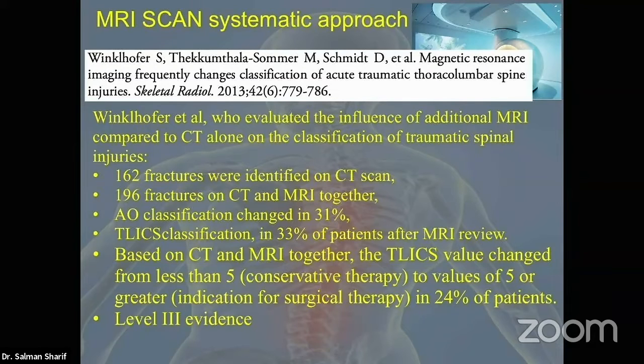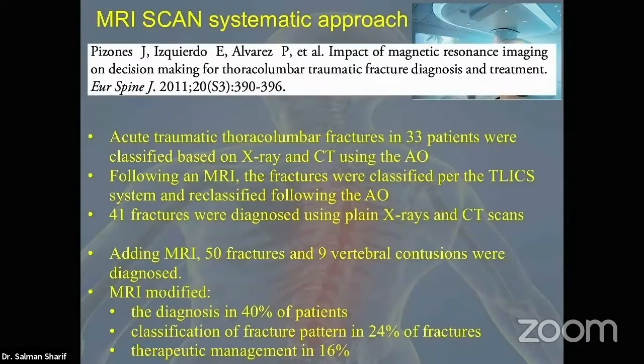So this is level 2 evidence. Initially it was graded as a level 2 evidence paper, but later on it was downgraded because of the heterogeneity of the cohort. Another paper suggests similar ideas.